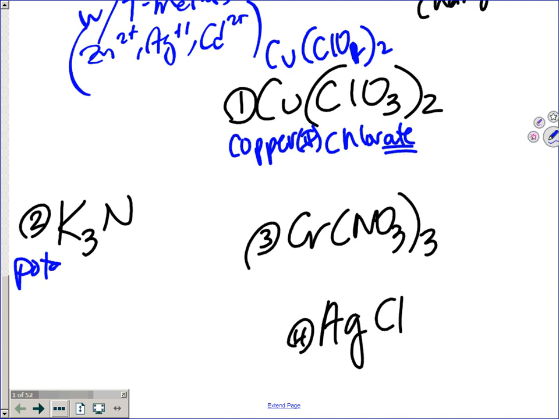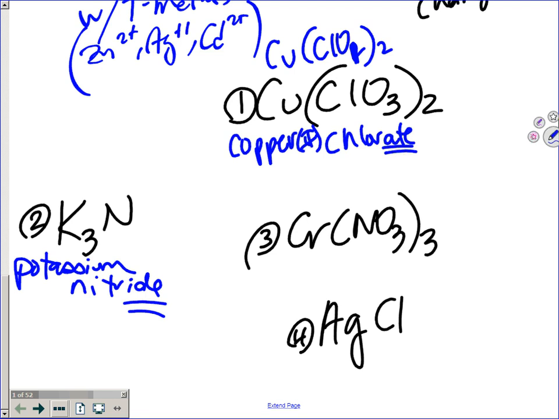Potassium nitride. Nitride. Good. So remember, I'd rather use the periodic table, right? Ides are coming straight off your table. You just crisscross their charges. No 8s and ites.